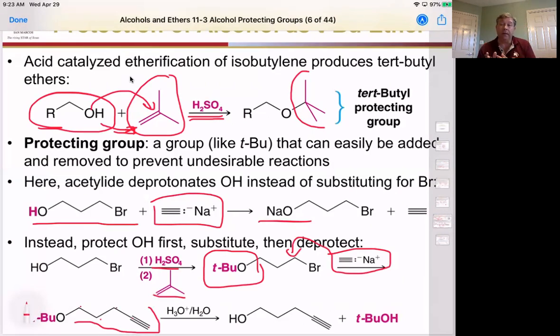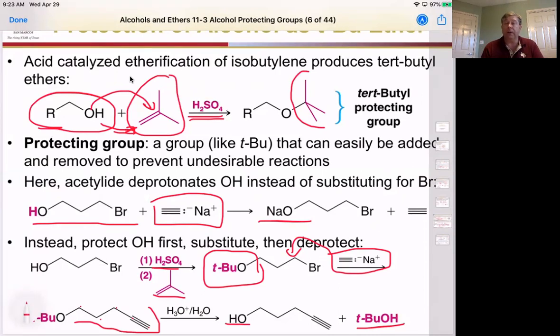And then just by adding acid, it'll undo and create t-butyl alcohol and generate our primary alcohol plus our t-butyl alcohol here. So we'll end up with our propynol. So again, we use that t-butyl group to protect that alcohol because we wanted it in our final product, but the reactions would not let us do it because of the acidity of the alcohol.